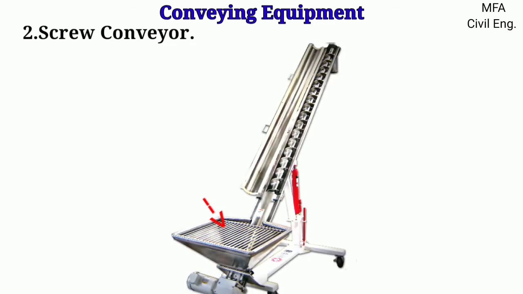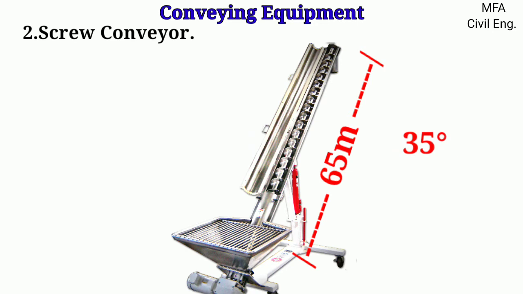The material enters at one end and is carried to the other end by the screwing action of the helix. The length of the conveyor is about 65 meters with an inclination up to a maximum of 35 degrees.